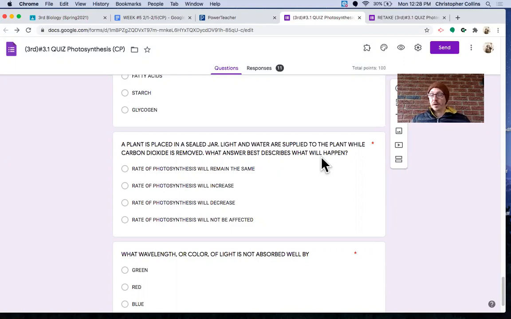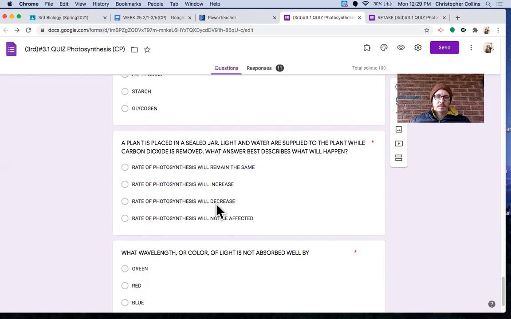able to perform photosynthesis. So I think the best answer would be the rate of photosynthesis will decrease because the plant needs all three: water, sunlight, and carbon dioxide. If you take one of those away, you're going to take away the plant's ability to perform photosynthesis.